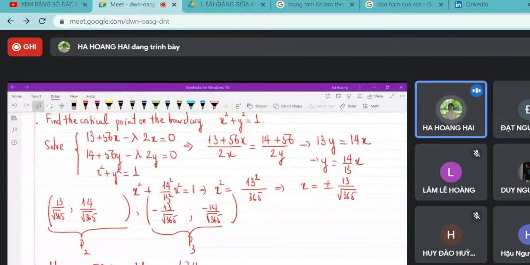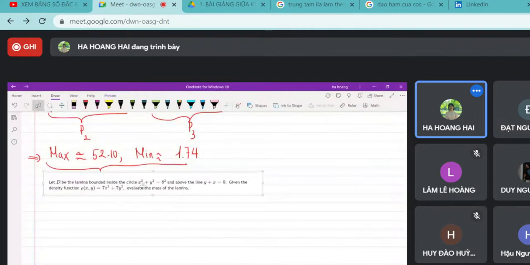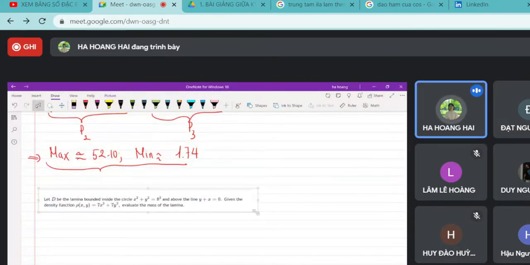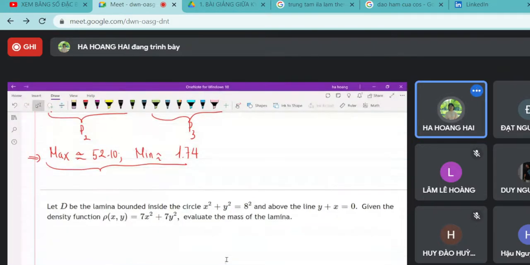Okay, let's take the next question. Let D be the laminar inside the circle and above the line, given the density, evaluate the mass of the laminar.